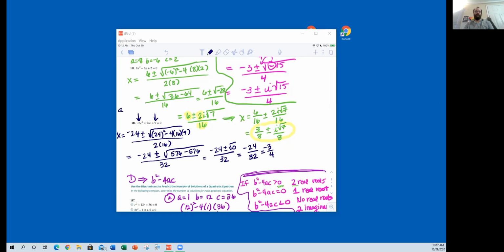So we get, of course, the same thing that we would have gotten if we had done it by recognizing that it's a perfect square trinomial.